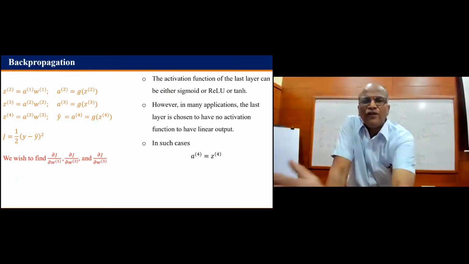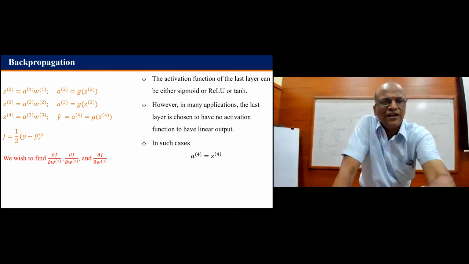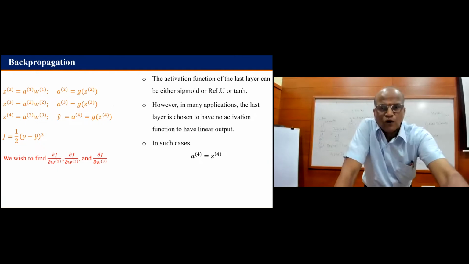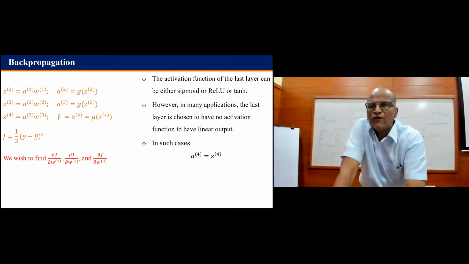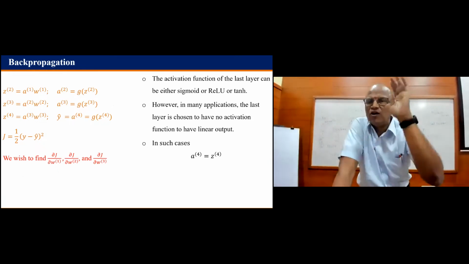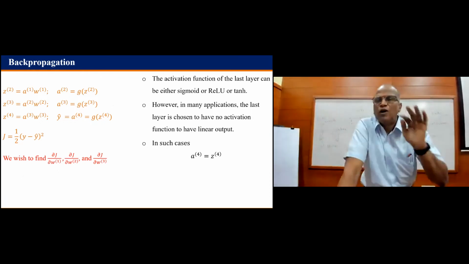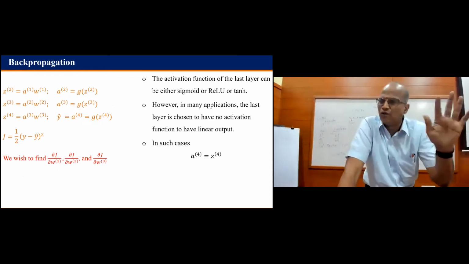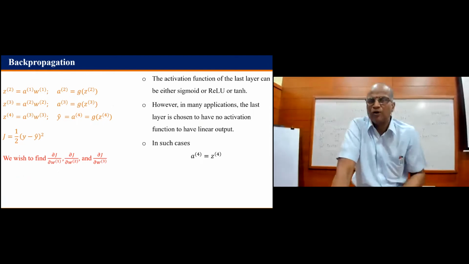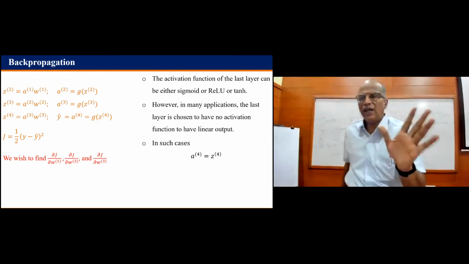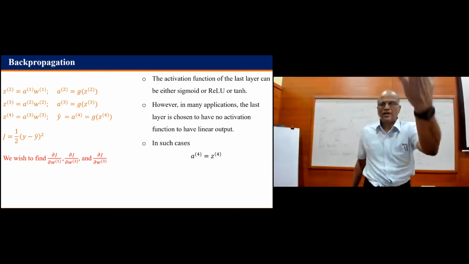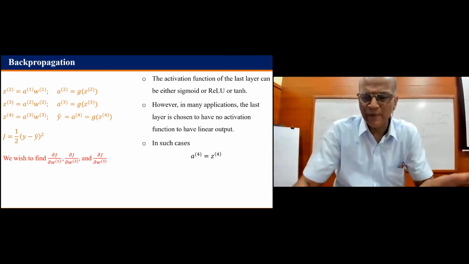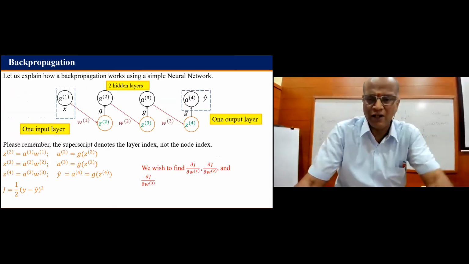Now go to the right side. The activation function of the last layer can be either sigmoid or ReLU or tanh. However, in many applications, the last layer is chosen to have no activation function so that we have a linear output. In such cases, A of 4 equal to Z of 4 equal to Y hat. The left hand side is what I already wrote.